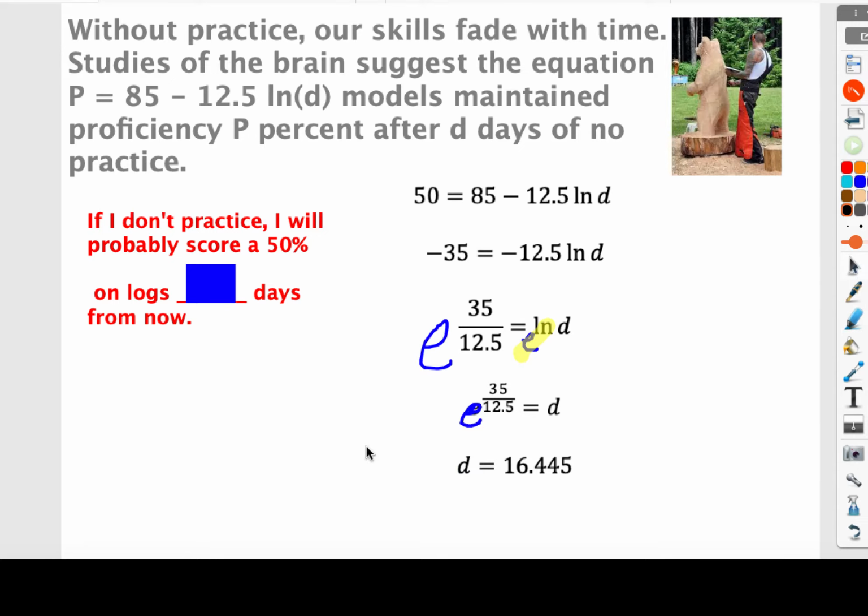And it turns out it's about 16.445 days, or in the real world, we'd probably round that off to the nearest day, about 17 days or so. And you'll forget half your information.